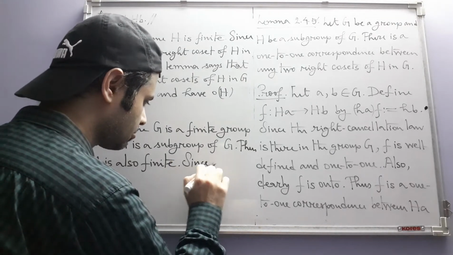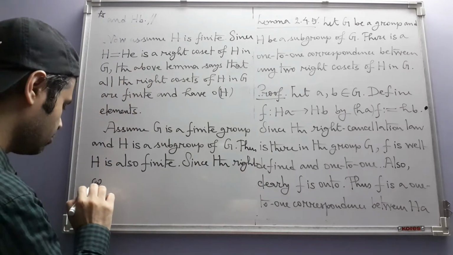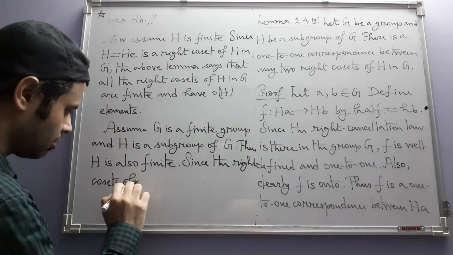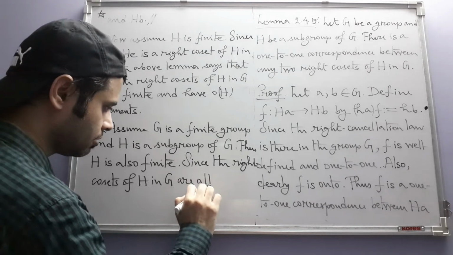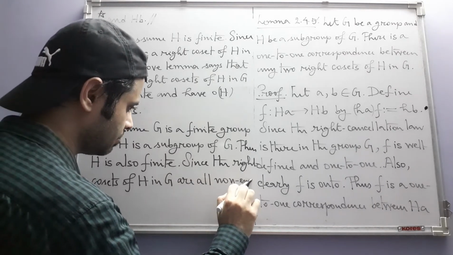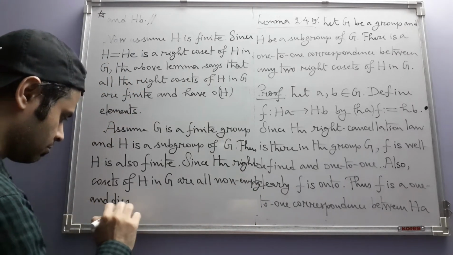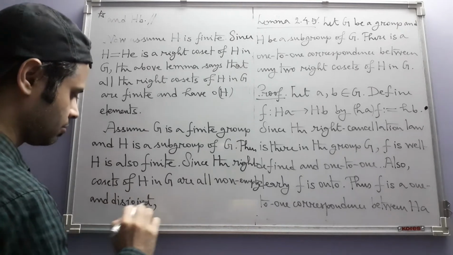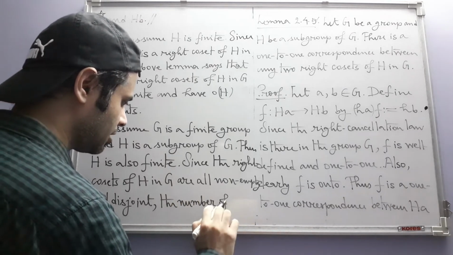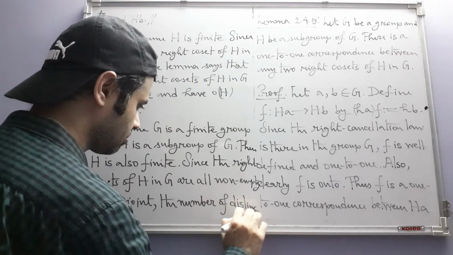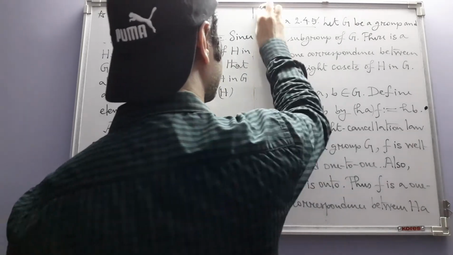Since the right cosets of H in G are all non-empty and disjoint, the number of distinct right cosets will also be finite.